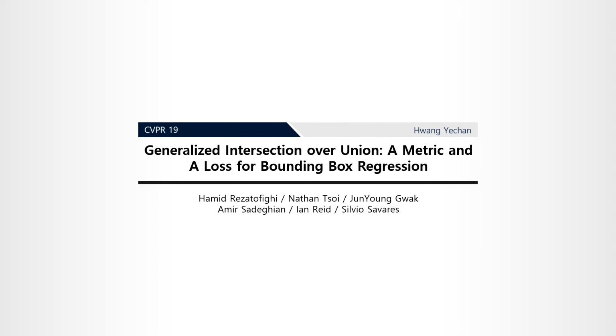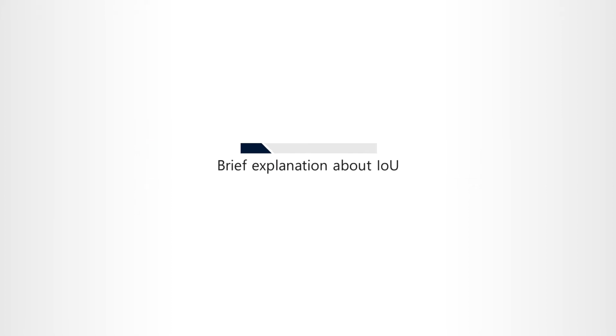The paper I will present is Generalized Intersection over Union, a Metric and a Loss for Bounding Box Regression, which is accepted in CVPR 2019. First, I guess most of you already know what IOU is, so I will briefly explain about it.